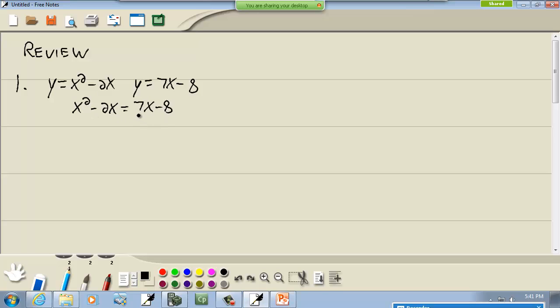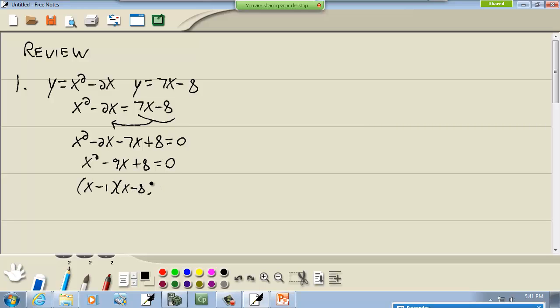Now here we have an x squared, so we want to get everything over one side, 0 on the other. So I got x squared minus 2x minus 7x plus 8 equals 0, which is x squared minus 9x plus 8 equals 0. As factors, that's x minus 1 times x minus 8. Zero factor property, set each factor equal to 0, and we get x equals 1 and x equals 8.